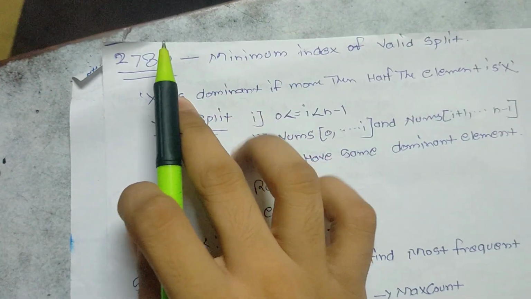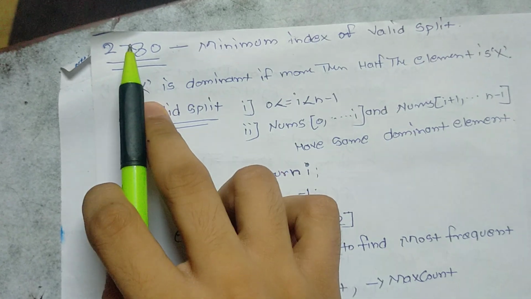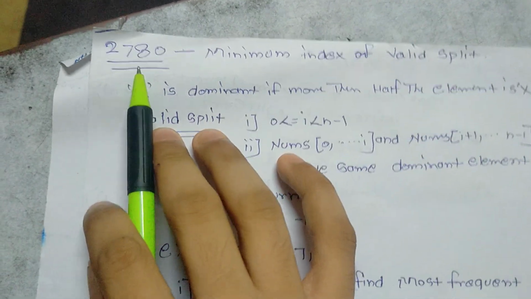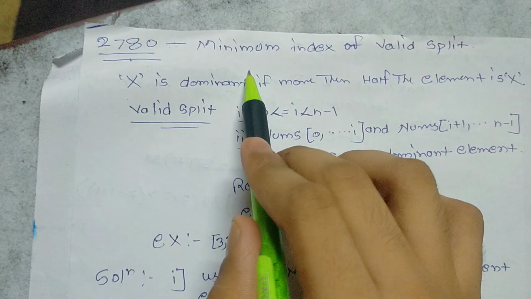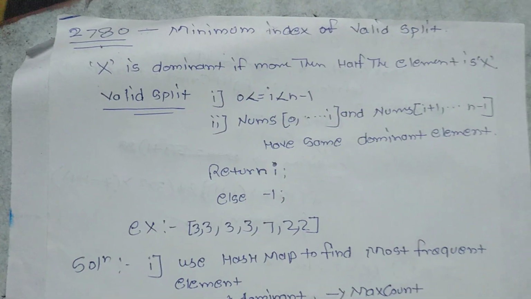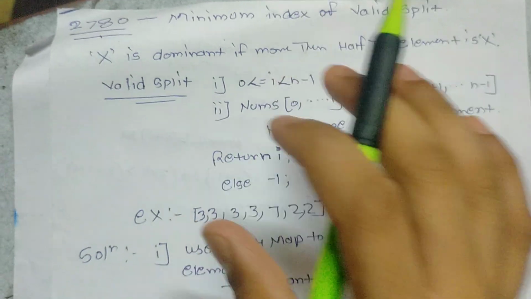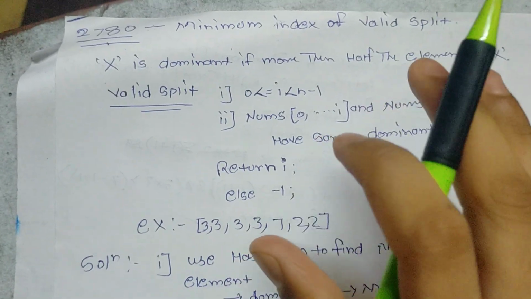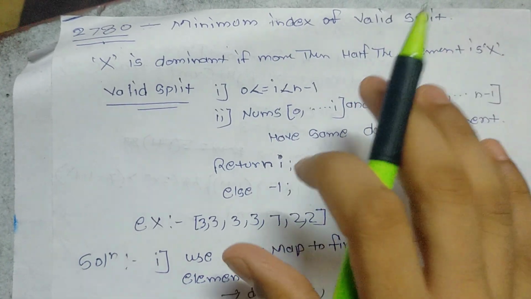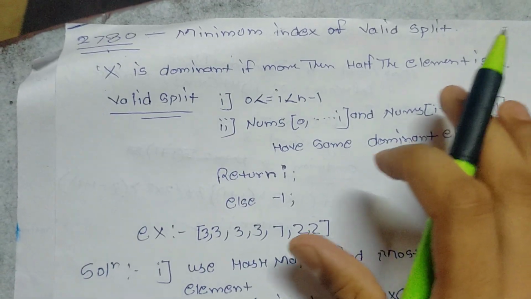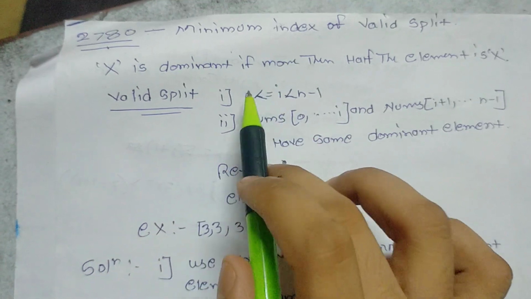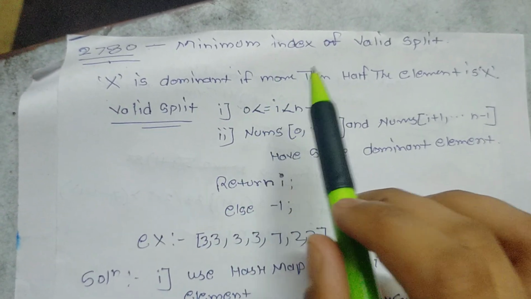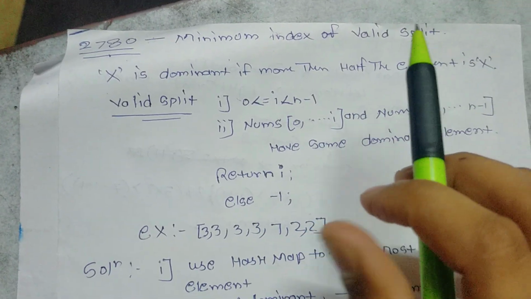Hello everyone. We are going to learn about LeetCode question 2780, which is Minimum Index of a Valid Split. In this question, we have to find a dominant element and its occurrence. How can we find the dominant element? Dominant element means the element whose occurrence is more than half of the array, right?